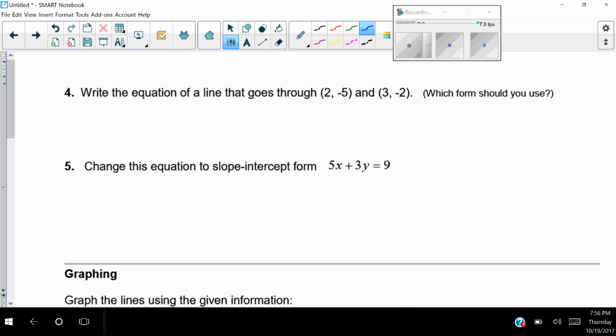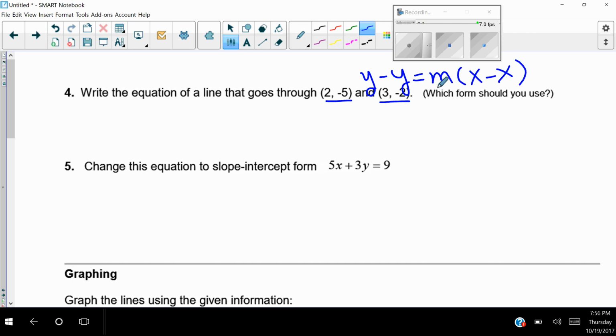Write the equation of a line that goes through these 2 points. Which form should you use? Really, there's only one form that we can use. We have to use this one. When we're given 2 points and we're not given the y-intercept, we're going to use this form: y minus y1 is equal to our slope, parentheses x minus x1.